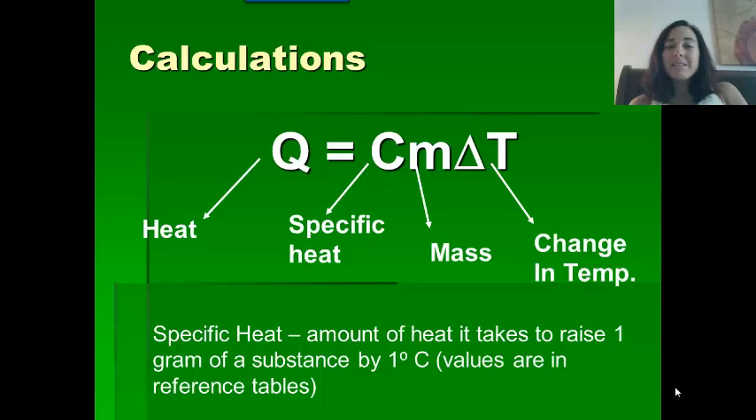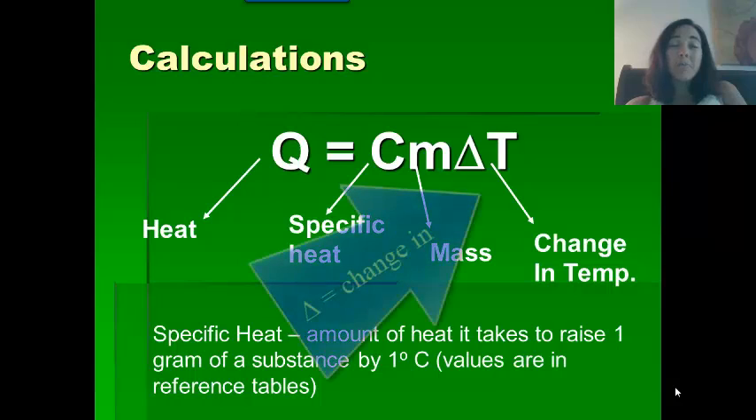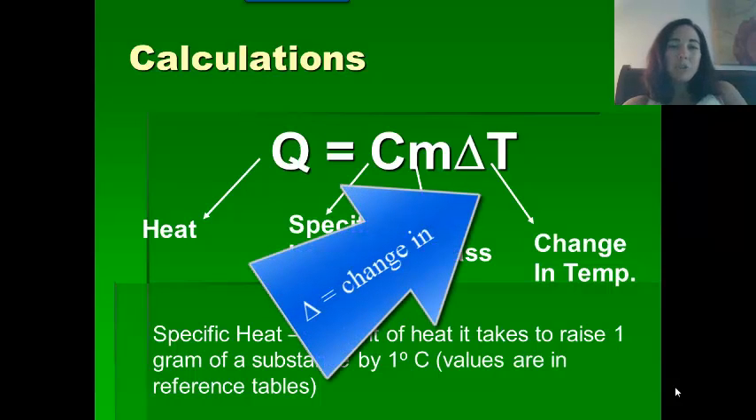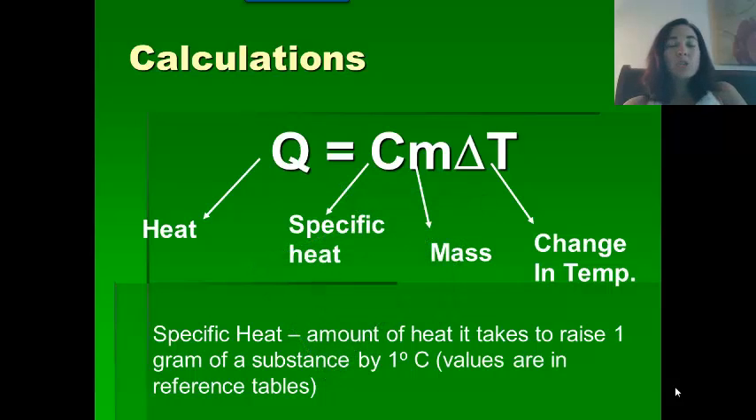Different substances have different specific heat values, and your reference tables are full of them, so you're going to have a lot of information in that packet when you do these problems. M is the mass of the sample in grams, and then the delta triangle T is the change in temperature. And just like we looked at change in energy, final minus initial, change in temperature is going to be exactly the same, final minus initial. So let's work a couple problems with this equation to get you familiar with it.